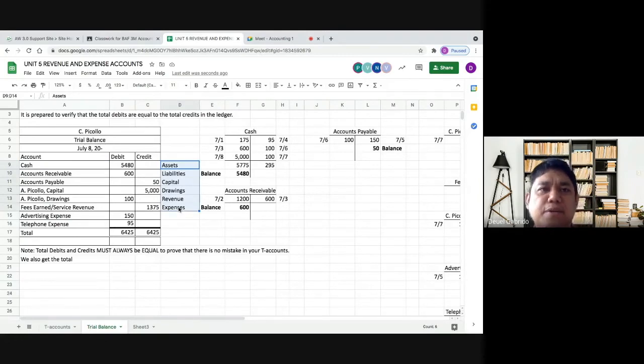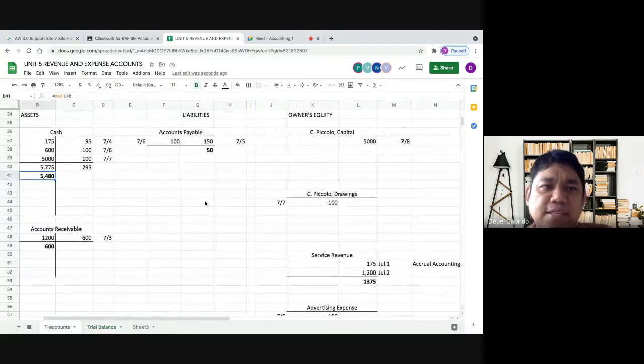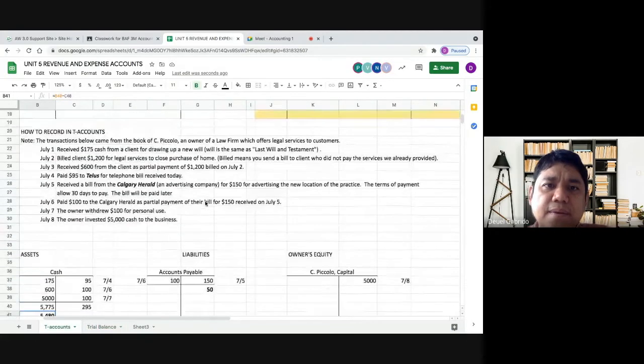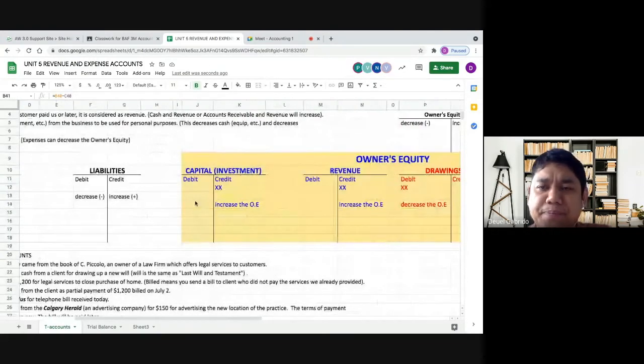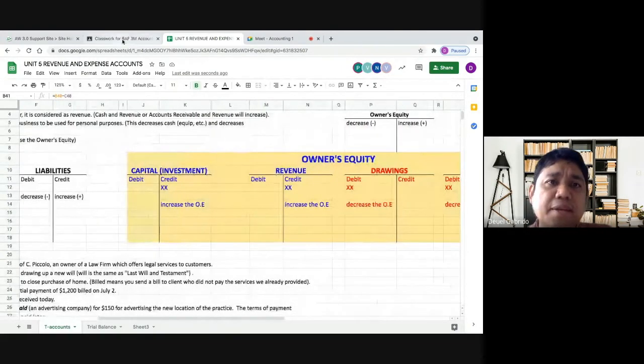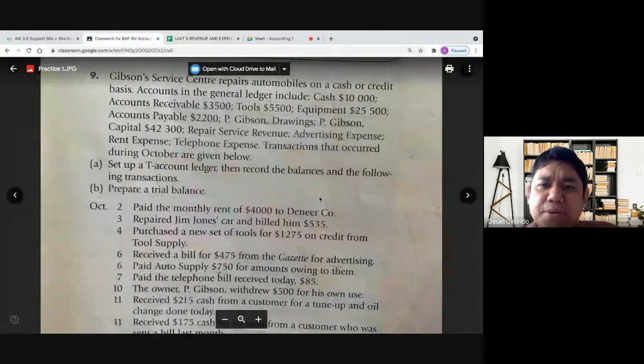That's the normal order. This note is already posted in your Google Classroom if you want to go back. Sample T accounts are here, and the general rule, guys, if you want to see, is in your Google Classroom. It's almost similar to what we've done, and the only difference is that there are beginning balances.